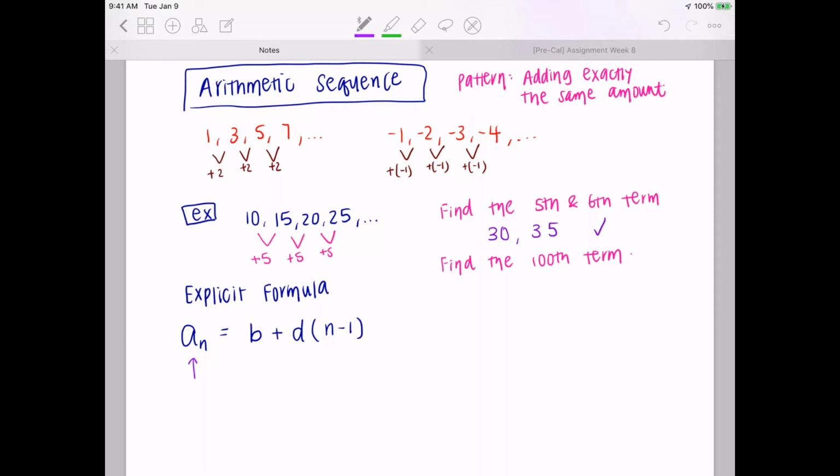Again, a sub n is basically the result, and b is the first term. So if you're given the first term, that's where it goes. And d is the pattern or the difference. And last one, n is the number of terms.